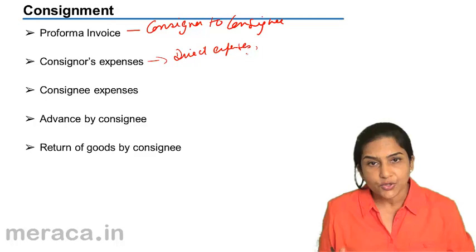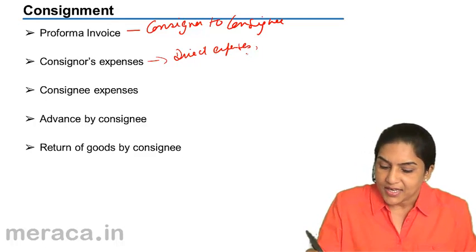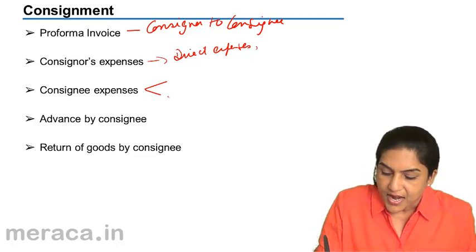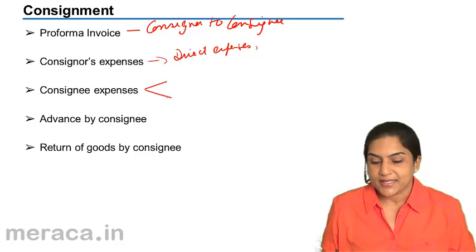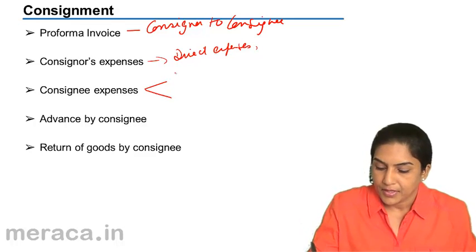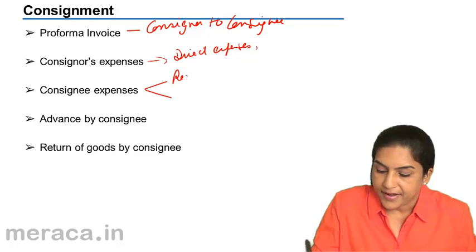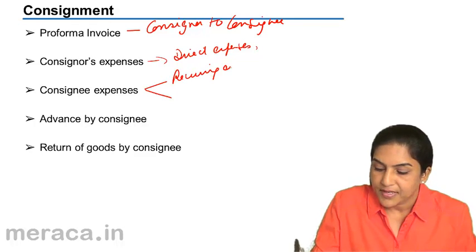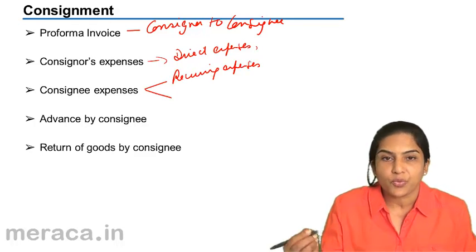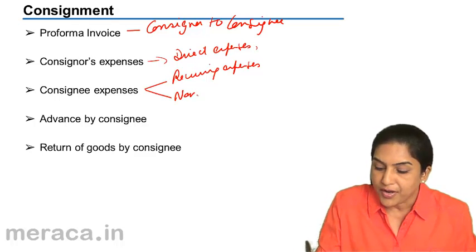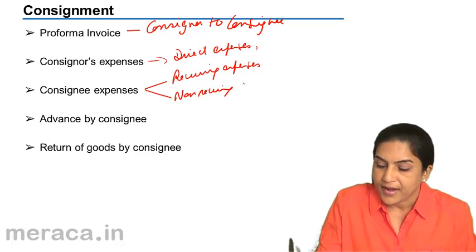The consignee too may have expenses. The consignee's expenses are sometimes split as recurring, that is expenses which the consignee always incurs, and non-recurring expenses.